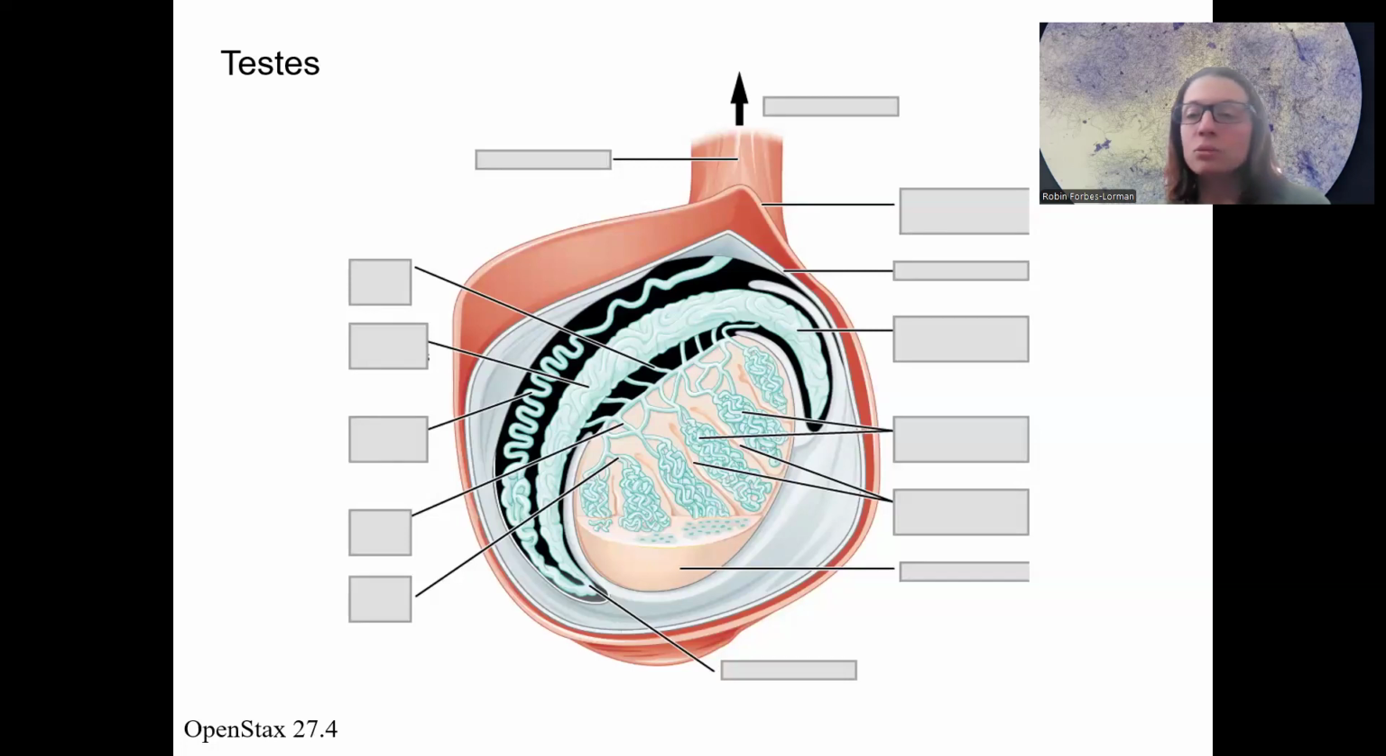All right, we're going to zoom in to the testes, singular being a testis. That's what this thing here is. One testis within the scrotum. And we're going to look at sperm production in this video. Before that, a couple of pieces of anatomy.